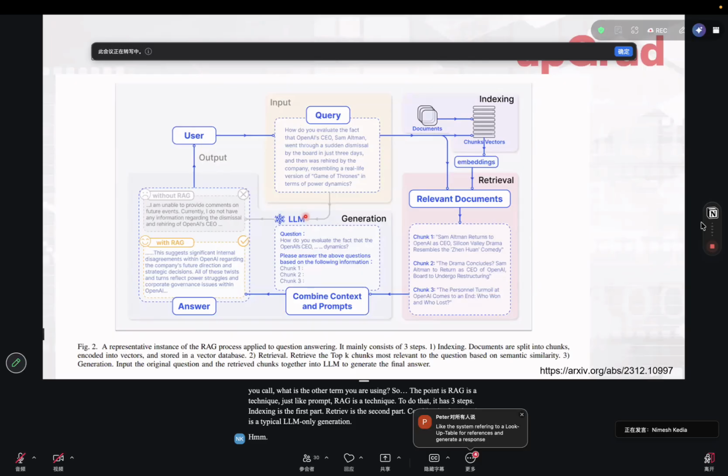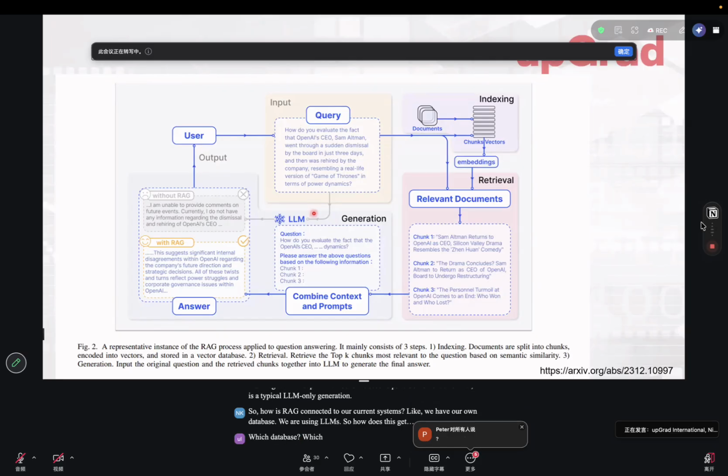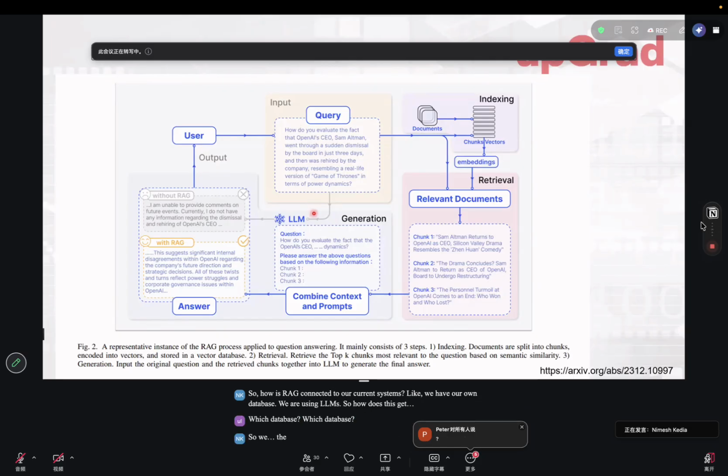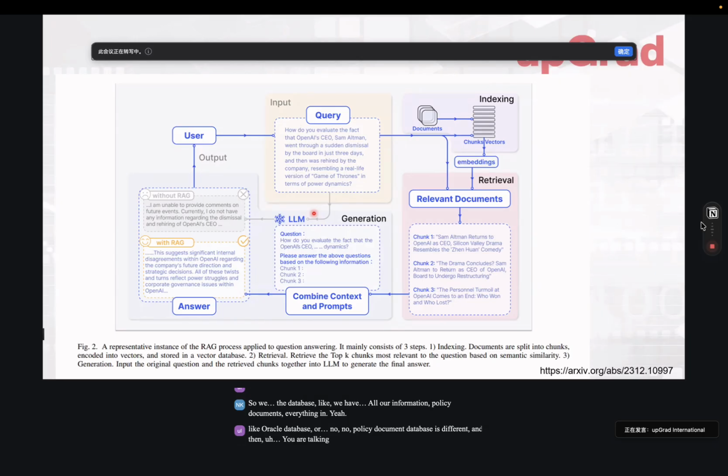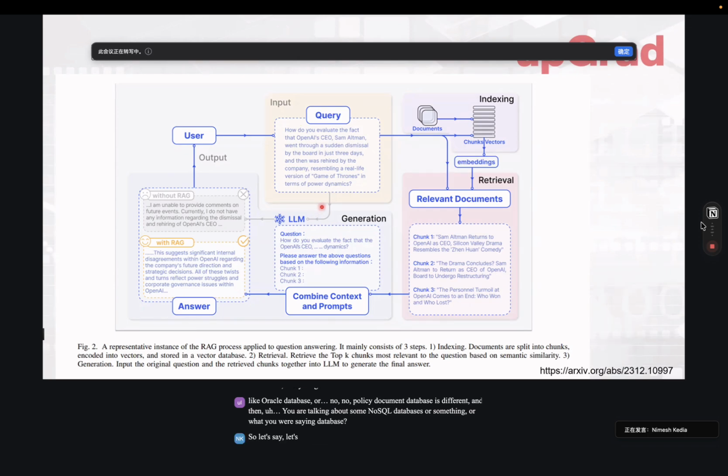So how is RAG connected to our current systems? Like we have our own database, we are using LLMs. Which database? Like we have all our information in an Oracle database, or a policy document database, or some NoSQL databases. So let's talk about our policy documents.